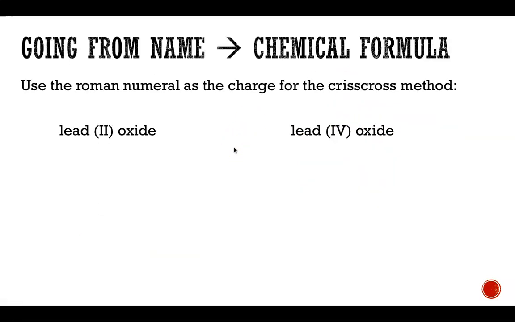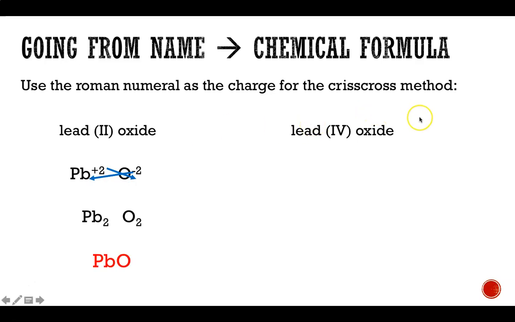Okay, let's go backwards. So now we're going to go from name to chemical formula, and actually this is way easier. We just use our normal crisscross method, but we just have to be careful of which charge it's telling us to use. So for lead(II) oxide, that 2 is telling us that the charge on lead is positive 2. Oxygen is always negative 2. So when those crisscross, we end up with Pb2O2, and when we put that into lowest terms, we end up with PbO.